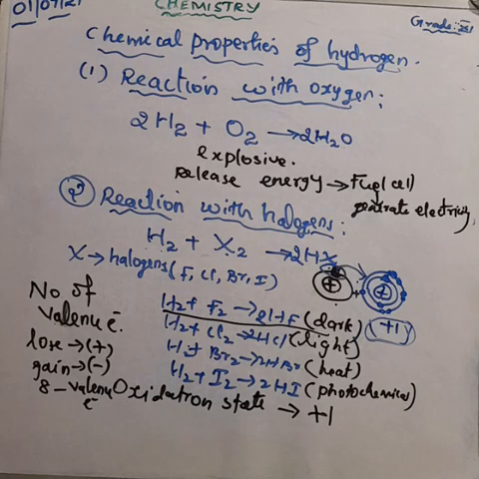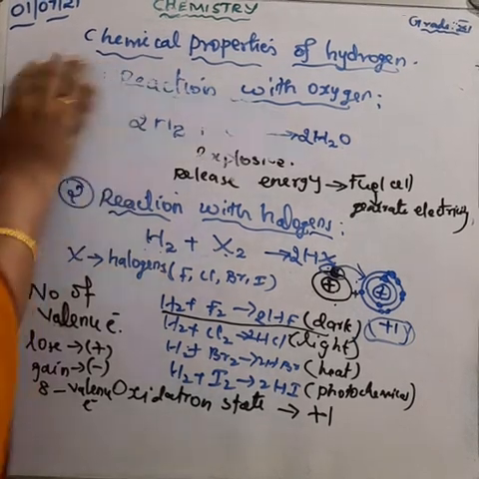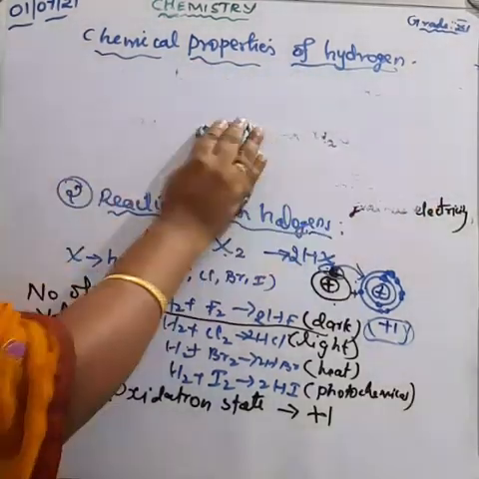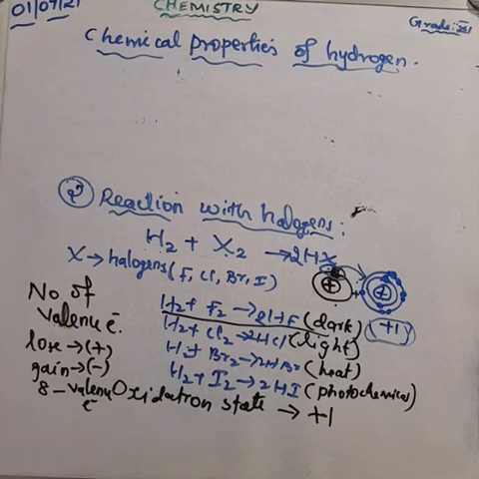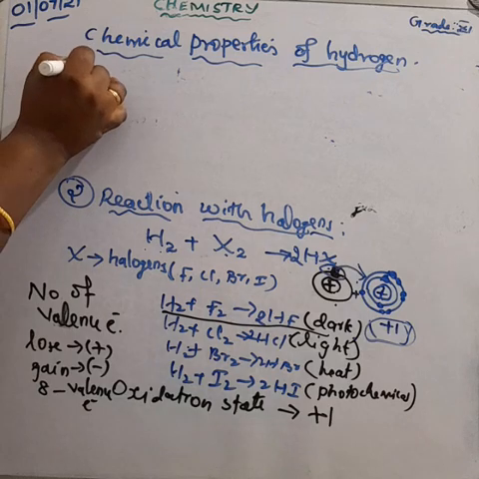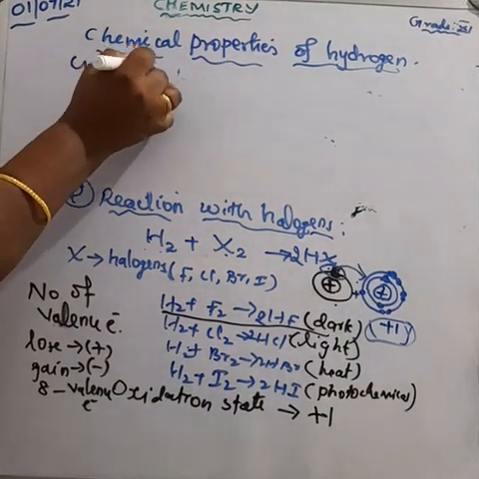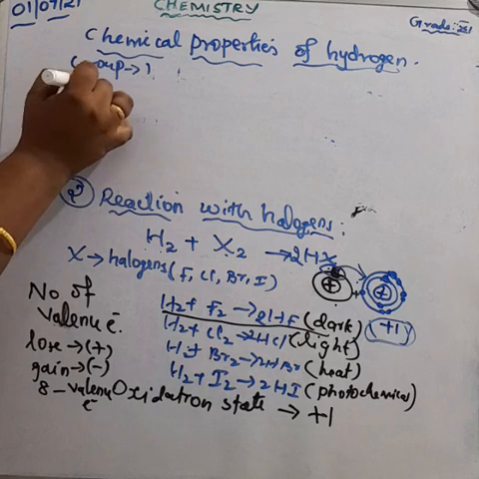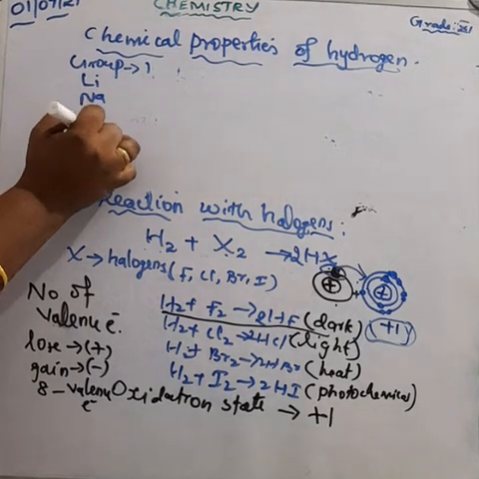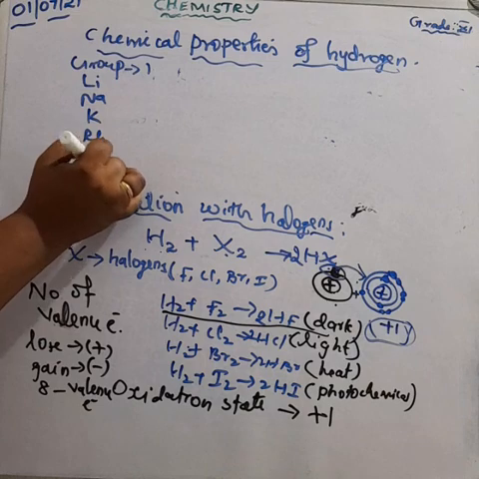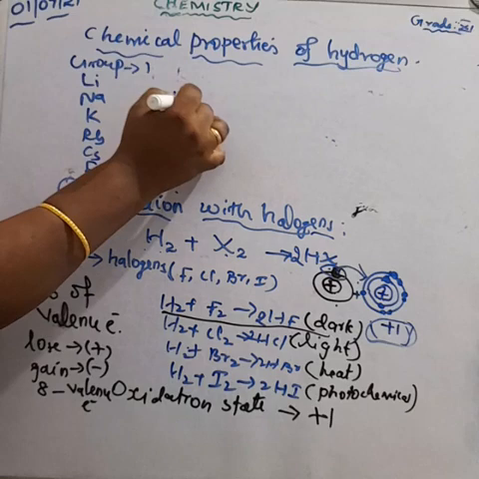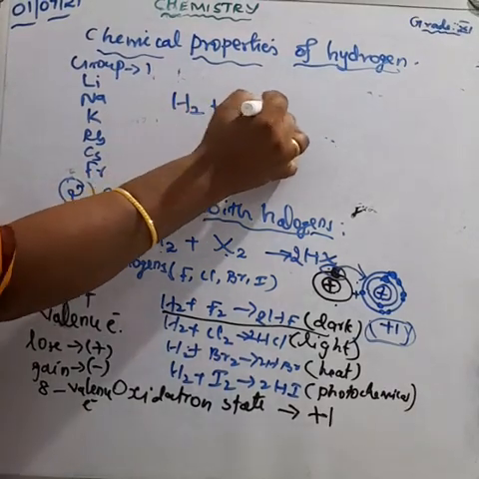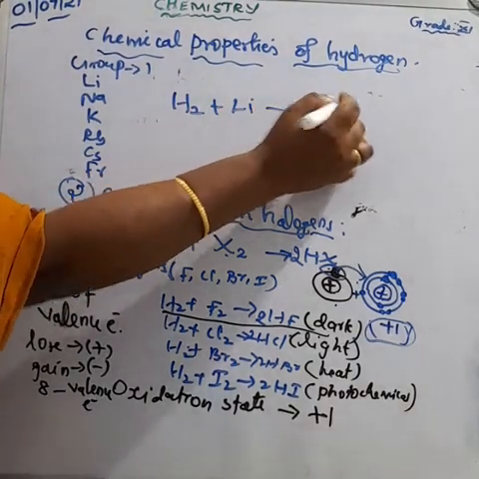Then hydrogen's reaction with alkali metals. What do you mean by alkali metals? First group elements are called alkali metals. Already we know lithium, sodium, potassium, rubidium, cesium, francium. These are called the alkali metals. So here when hydrogen combines with lithium, it forms lithium hydride, the hydrides of lithium.